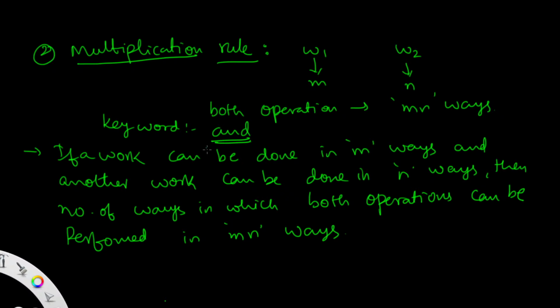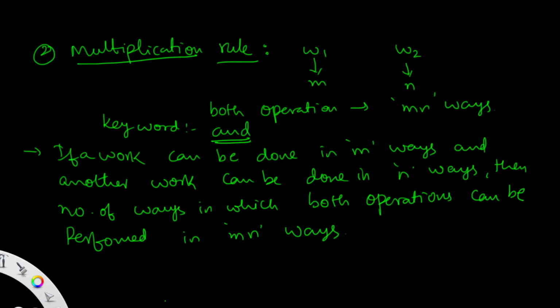The keyword is "and". If it is "or", it means the addition rule, and if the keyword "and" appears in the problem, it is the multiplication rule. Both operations means the "and" operation, and both operations can be done in m into n ways. Okay, this is the addition rule and multiplication rule.